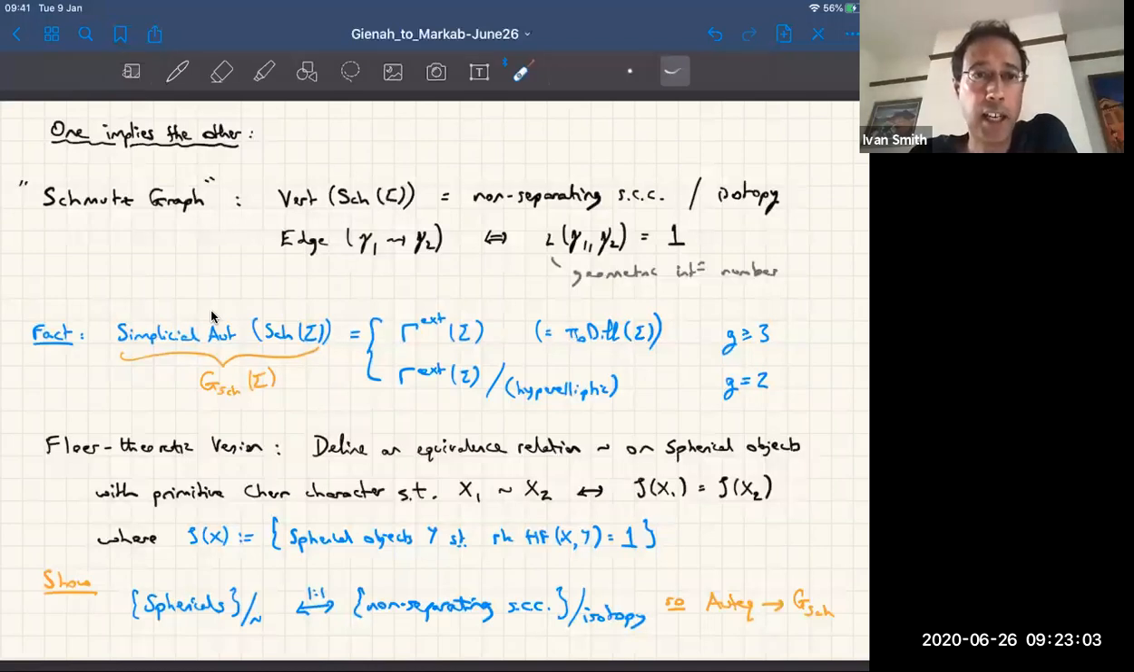And what he proved was that the simplicial automorphism group of this graph is the mapping class group if g is at least 3, but this is the extended mapping class group in the sense that it's pi naught of Diff. So we're also allowed orientation reversing diffeomorphisms. And it's the quotient of that by the hyperelliptic involution if you're in the special case of genus 2.